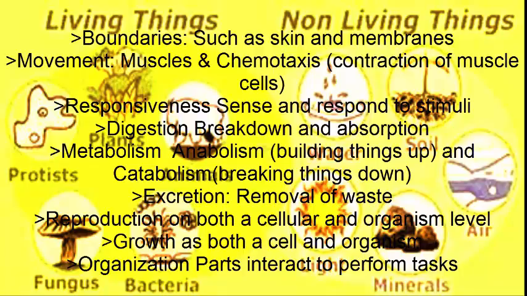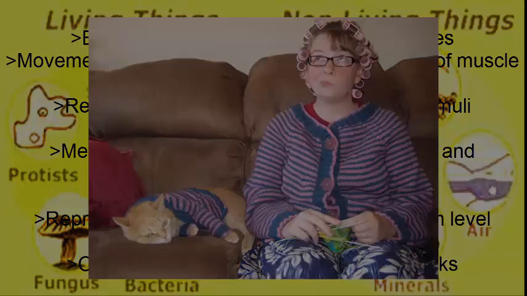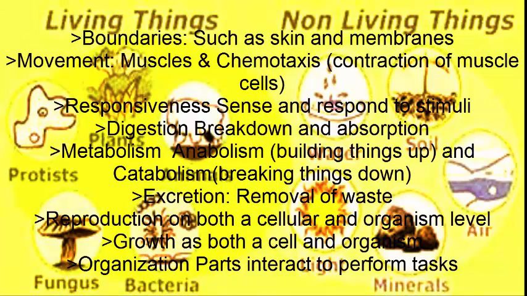A nice way to think of this is Anna and her cat. Anna likes to knit things while her cat likes to unravel them. Excretion, which is the removal of waste. Reproduction on both a cellular and organism level. Growth as both a cell and organism. Organization, parts interact to perform tasks.